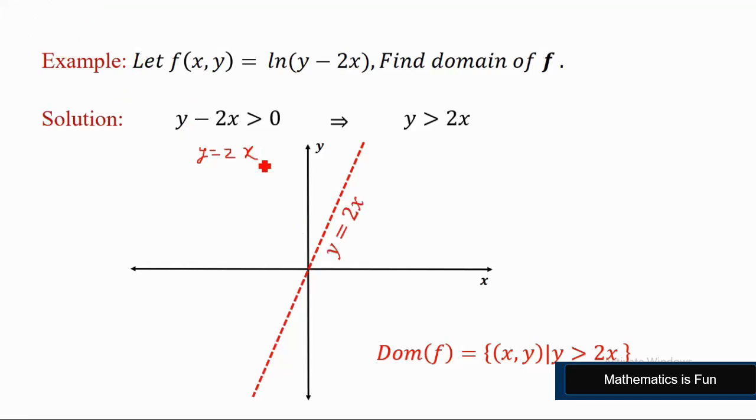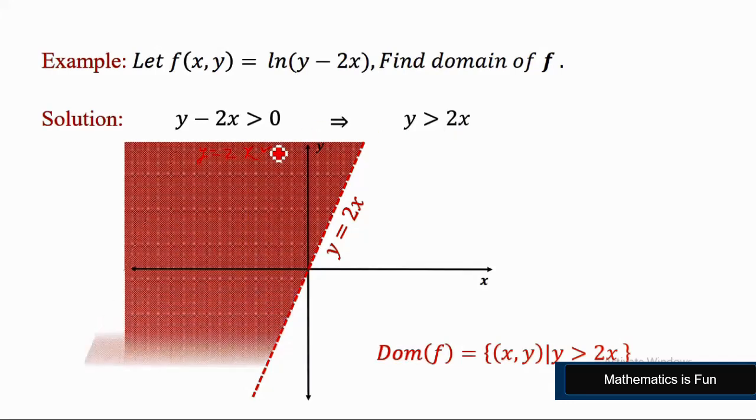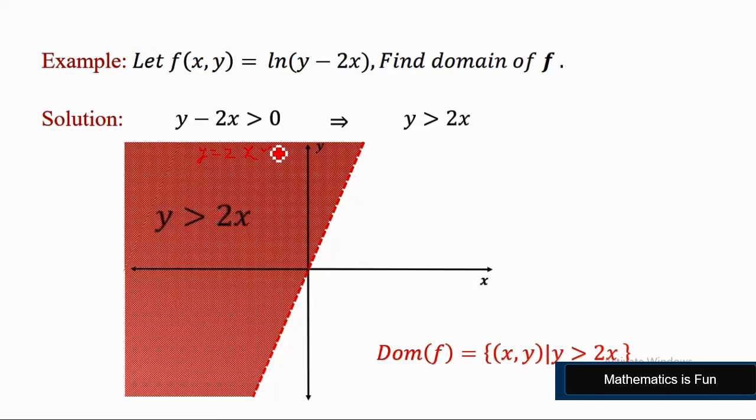I used dashed lines. It represents that the points on the line are not included in its domain because there is no equal sign in this inequality. So now here y is greater than 2x means all the ordered pairs above this line are in the domain of the given function. So this is the region for the domain of the given function, and the ordered pairs on the line y is equal to 2x are not included in its domain.